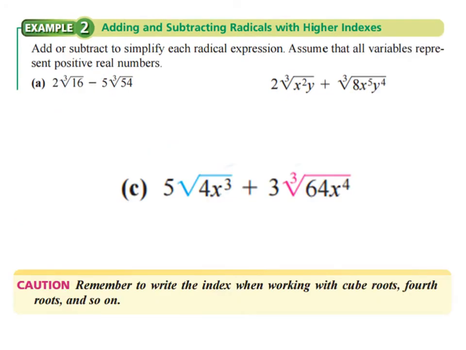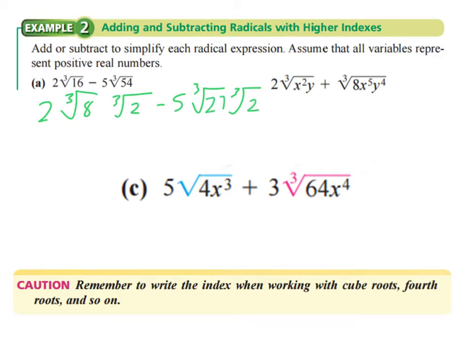Alright, so some more adding and subtracting. Now here we've got some higher indexes, so again you have to be able to reduce these down as well, and remember to write the index when working with cube roots and fourth roots. We get so used to not writing anything with square roots that sometimes we forget. We still have the 2 up front. Now 16 has a perfect cube factor of 8, and the cube root of 54 has a perfect cube factor of 27.